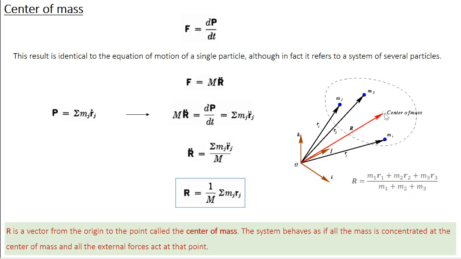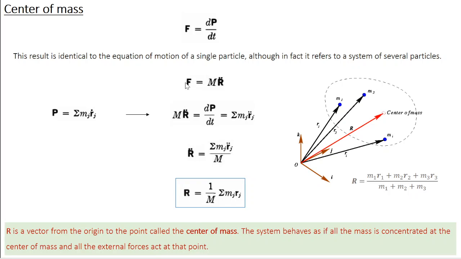So you have a point somewhere in the system, and the position vector of this point, or a vector from the origin to this point, is known as the R vector, and this particular point is called the center of mass. And the system behaves as if all the mass is concentrated at the center of mass and all the external forces act at that point.